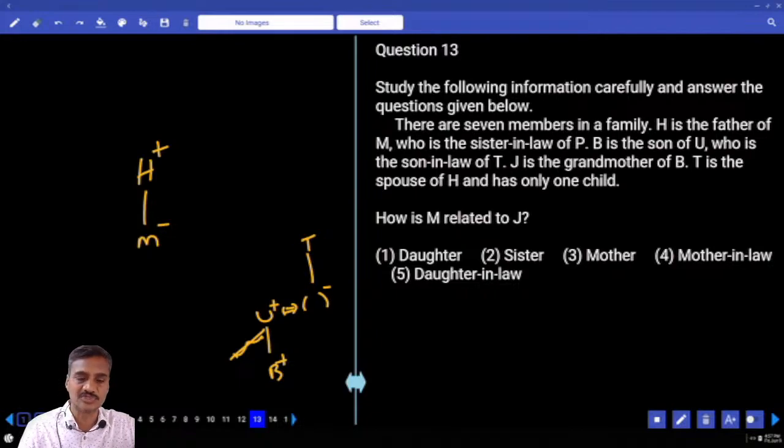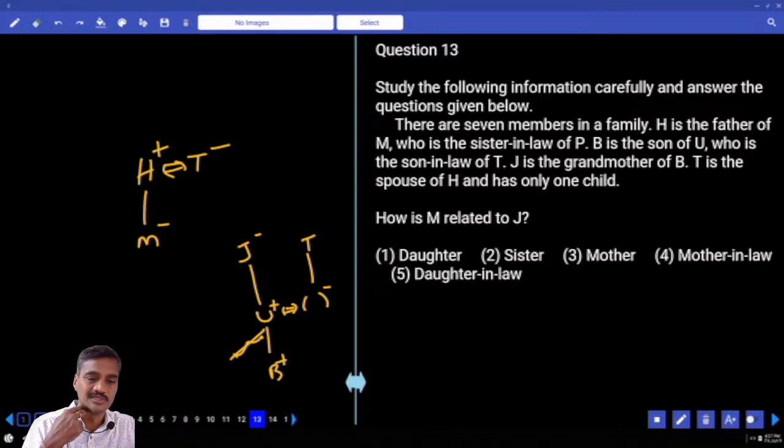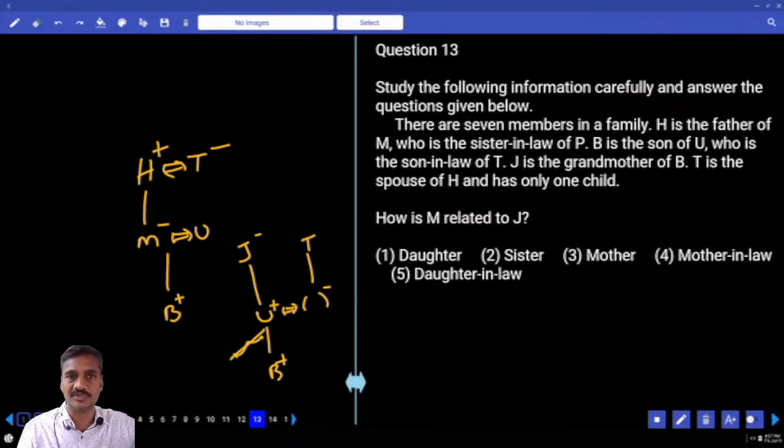And T is the spouse of H. Now H and T are married to each other. And T is a female. As T is a female, J is the grandmother of B, and J must be the mother of U, isn't it? Because T's mother, now M's mother is already done, hence M is here. And which 2 persons are married? M and U are married or not? M and U are married. Now if M and U are married here, then now this must be B.